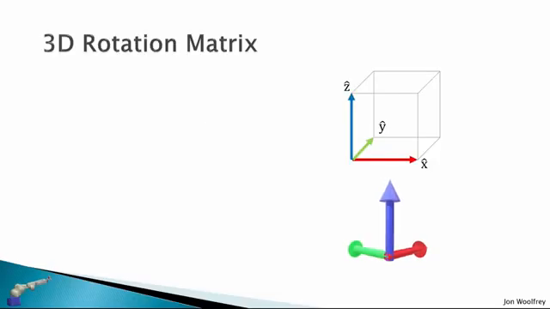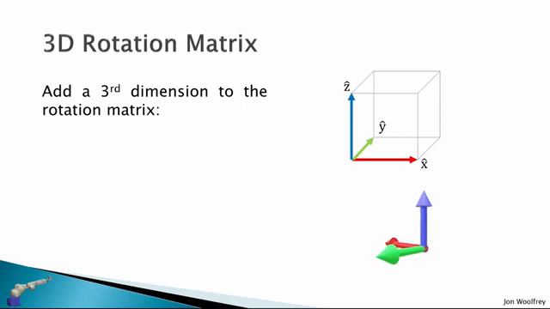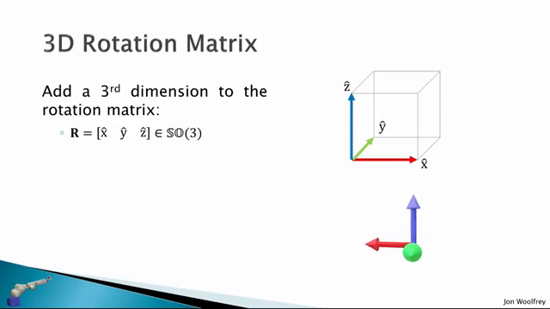So in the previous lecture 2.2, we looked at a rotation matrix in the XY plane. And now we're just going to extend it up with the 3rd dimension in the Z. Right, so we just add a 3rd dimension to this rotation matrix. And now we have our rotation matrix with unit vectors in X, Y, and Z. And we say that this is in the special orthogonal group in 3 dimensions.